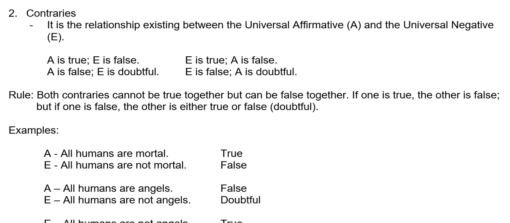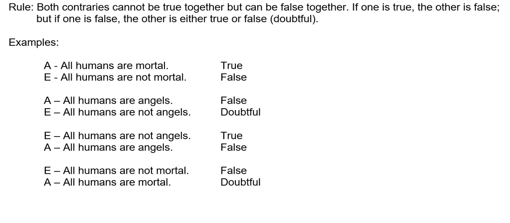But if one is false, there is no assurance that the other one is true or false, hence it is doubtful. Example, all humans are mortal. If that is true, then the E proposition, no humans are mortal, must be false. But if the A proposition is false, such as all humans are angels, then the E proposition is doubtful.